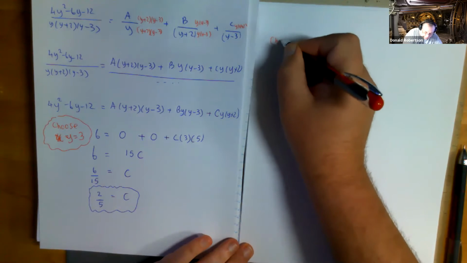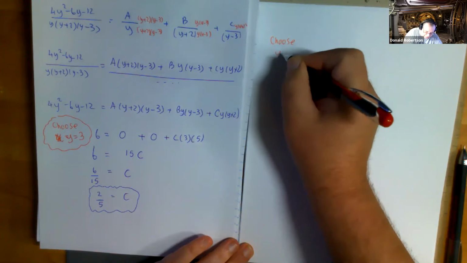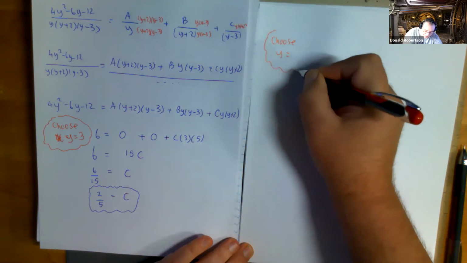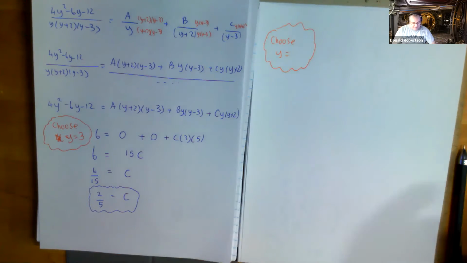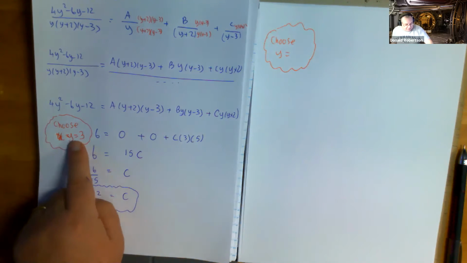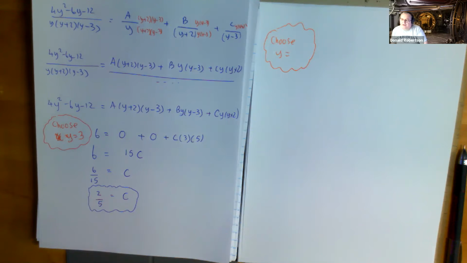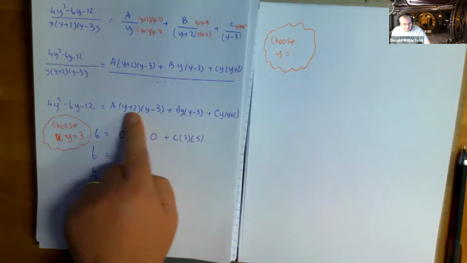Choose a different one this time. So think of a number for y that kills off 2 of them and leaves only 1 behind. And now we've already done 3, so we don't use that again, right? We have to pick a new one. What would be a choice this time?